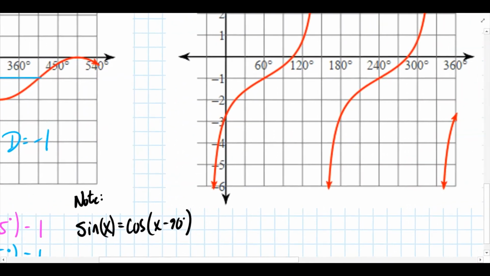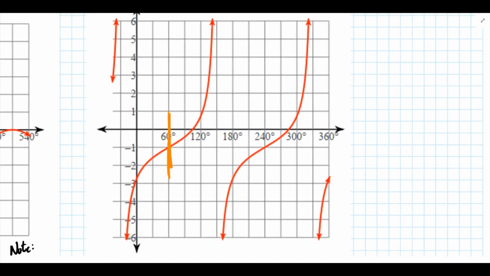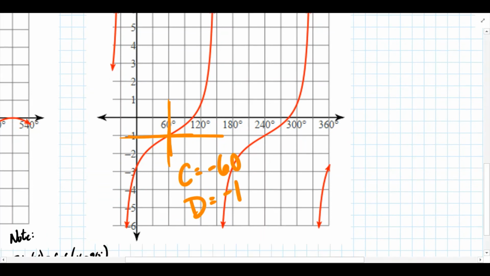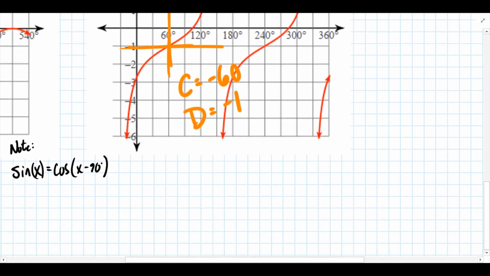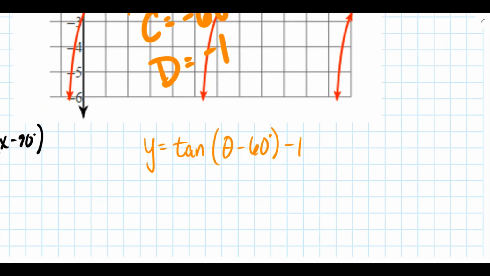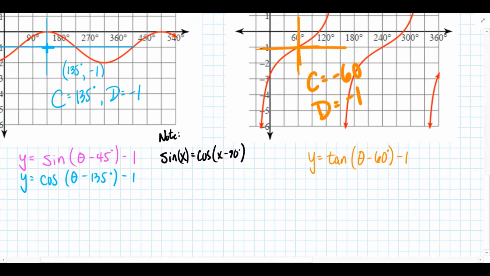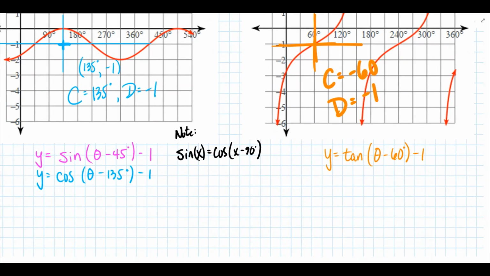Our last example appears to be a tangent function with a horizontal shift of 60 degrees and a vertical shift of 1 unit. So the function here would be an appropriate fit for the data. For more practice, I suggest that you create trigonometric functions like these and sketch them on your own. Then use a graphing utility to check your work.